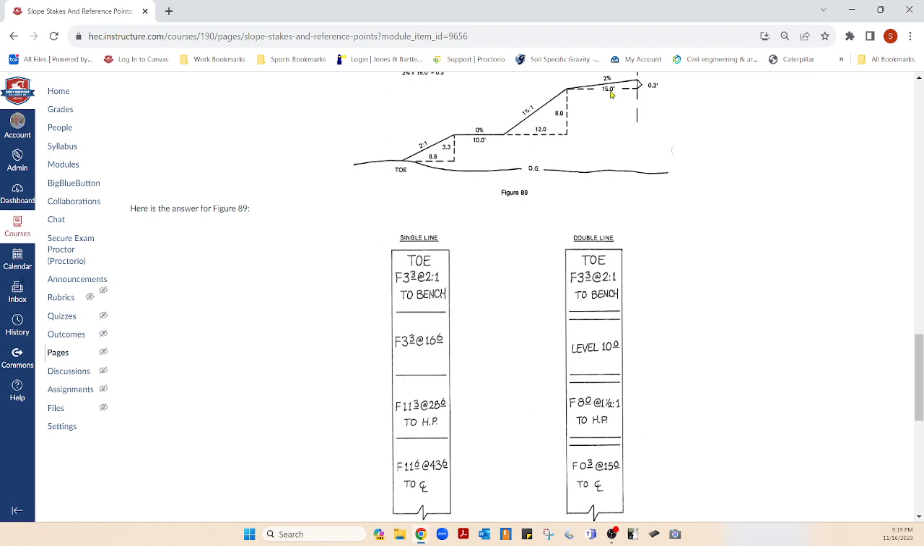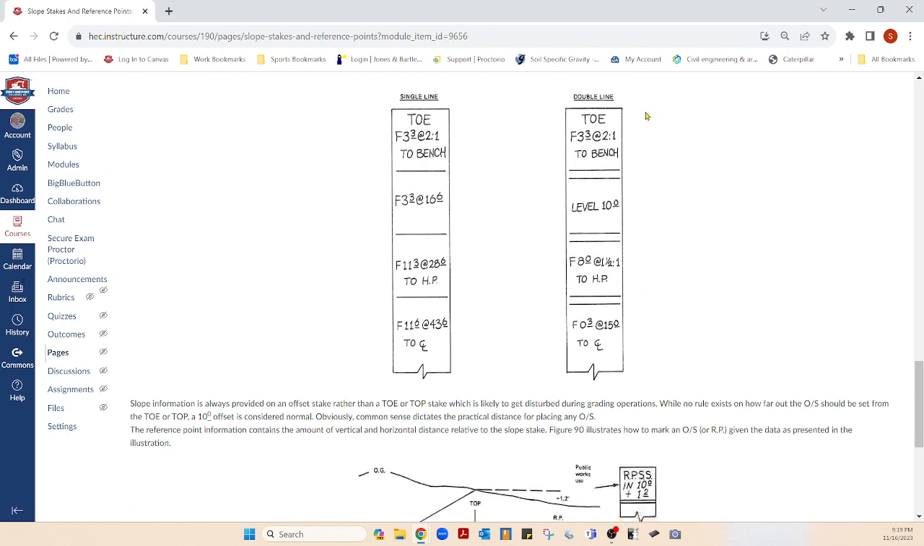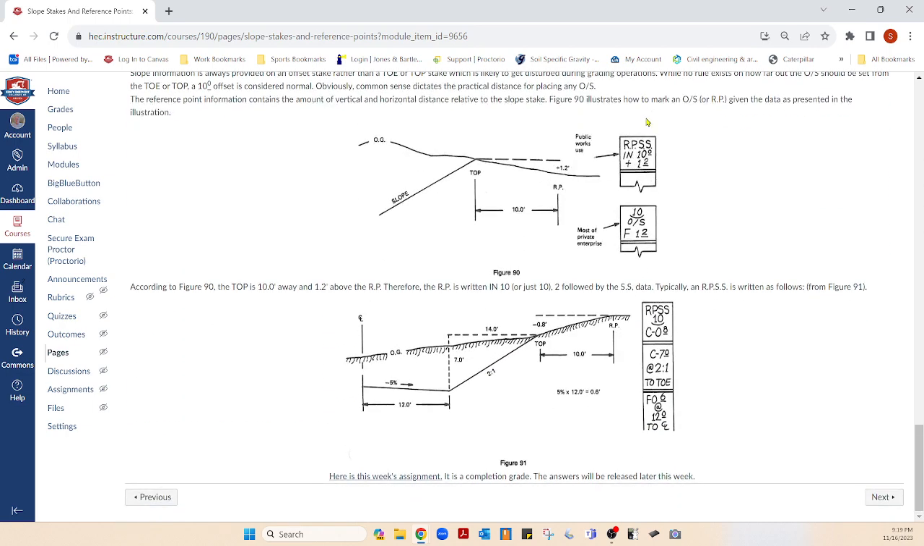And I can prove that because its percent grade would be the horizontal times the percent. 0.02 times 15 is 0.3 tenths of a foot. So that's extra. That's this one. And now here's some brief ones right here.